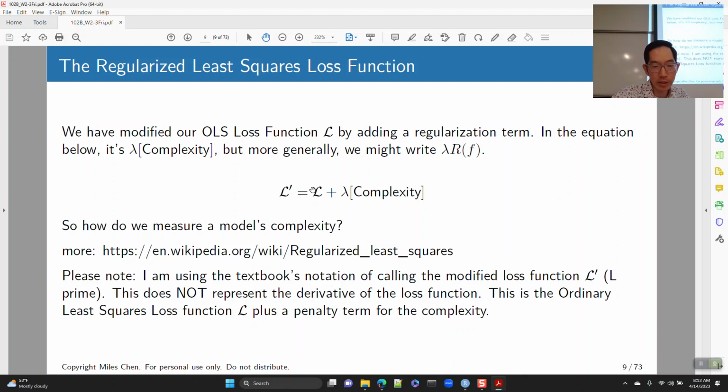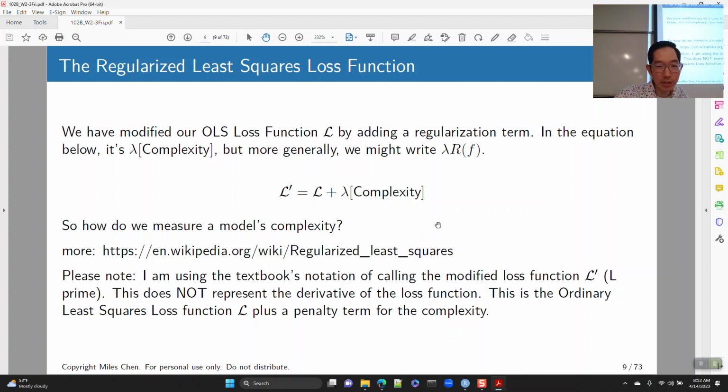What it looks like, again, is the regularized loss is our OLS loss plus this complexity parameter, all right? And more generally, here I just wrote complexity, but we express complexity using this function, R of F, F being our model, and R of F being this complexity penalty, okay?